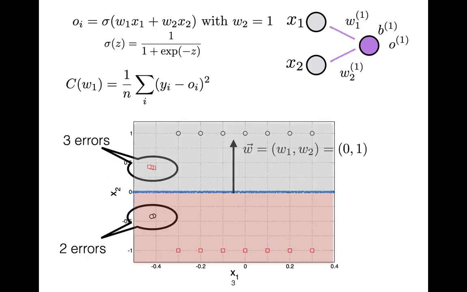Now, W2 is always equal to 1. If we let W1 equal to 0, then we will have this decision boundary, right? And with this decision boundary, we make a total of 5 errors. The three red squares in the top left corner are classified wrongly, and the two black circles are also classified wrongly.